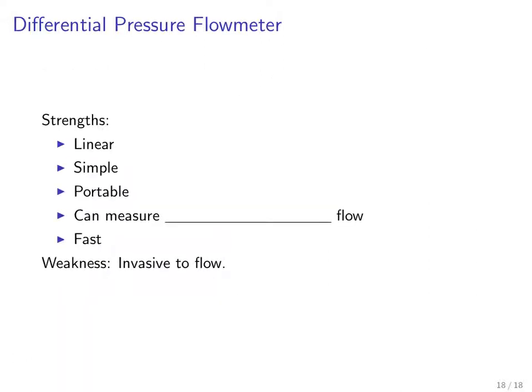And so let's finish this lecture off by discussing the strengths and weaknesses of the differential pressure flow meter. Its strengths are that it's very linear and it's simple. It's also very portable. You can make one with an Arduino pretty easily. And you can measure bidirectional flow, since the direction that the flow is going will change the sign of the difference between the pressures. It's also very fast, and you can make continuous measurements.